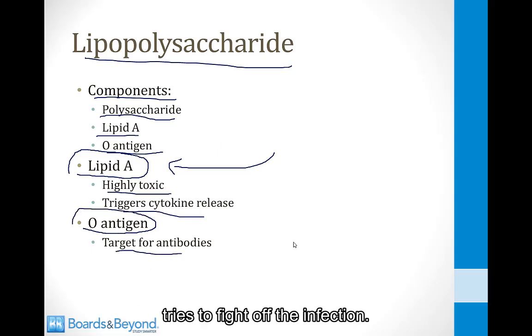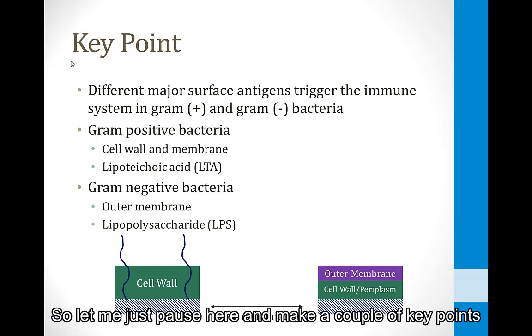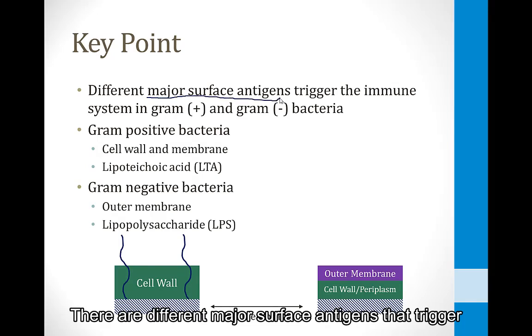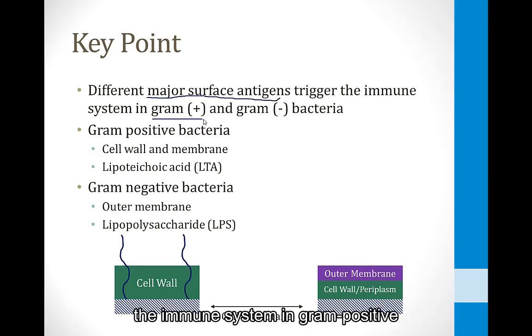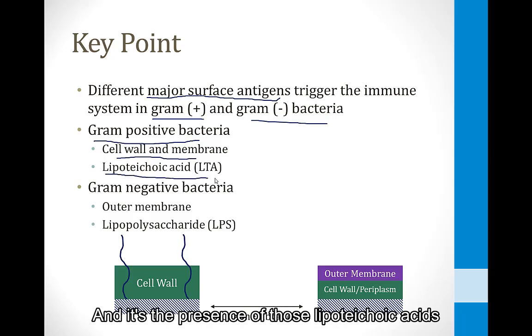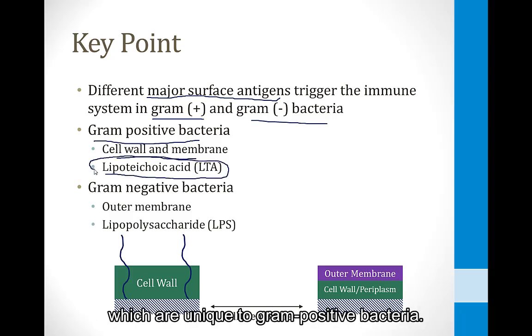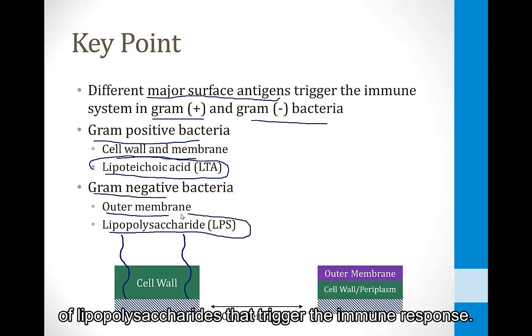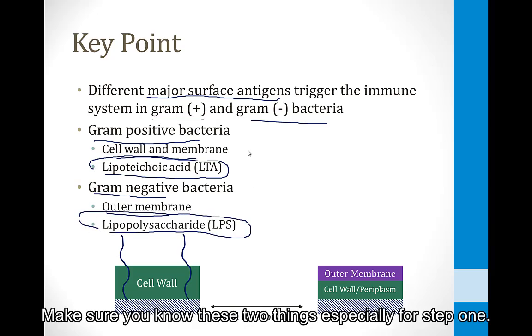when the body tries to fight off the infection. So let me just pause here and make a couple key points that you should remember. There are different major surface antigens that trigger the immune system in gram-positive and gram-negative bacteria. In gram-positive bacteria, it's the cell wall and membrane, and it's the presence of those lipoteichoic acids, which are unique to gram-positive bacteria. In gram-negatives, it's the outer membrane and the presence of lipopolysaccharides that trigger the immune response. Make sure you know these two things, especially for step 1.